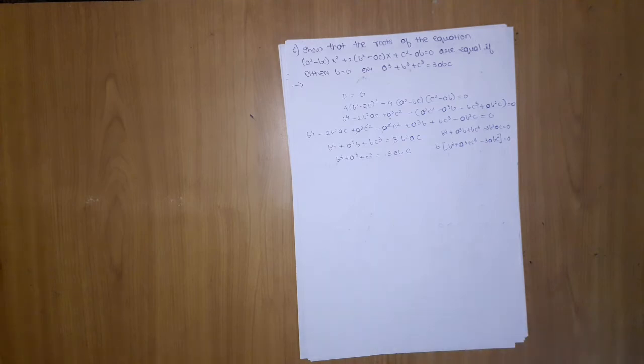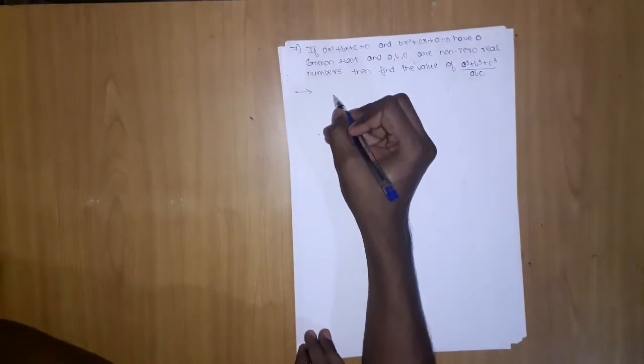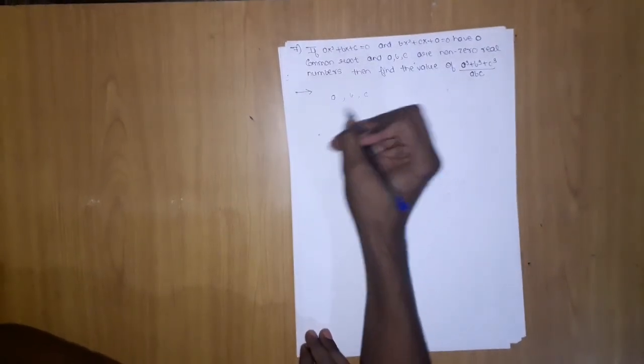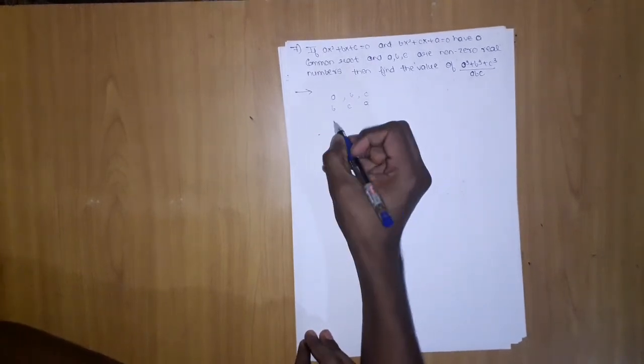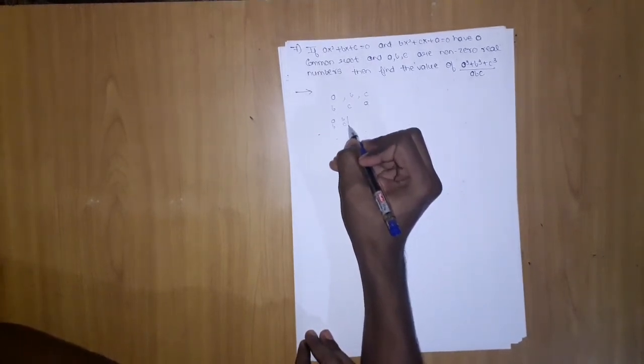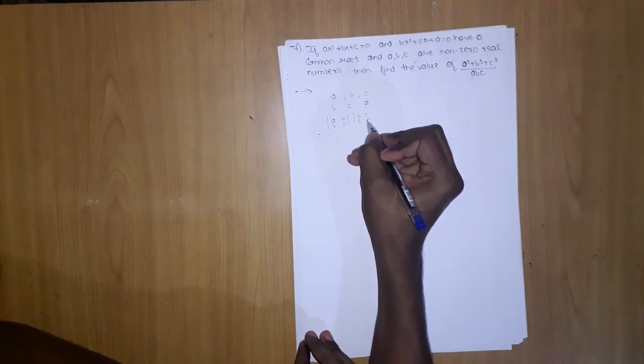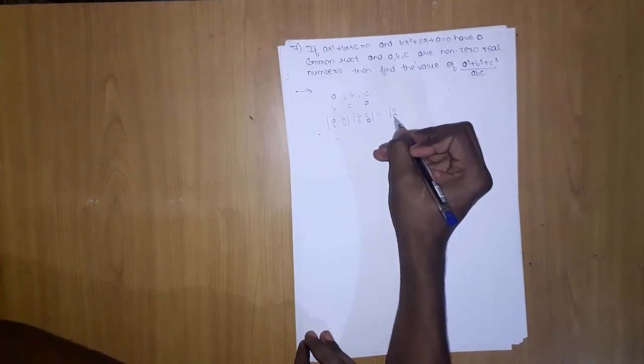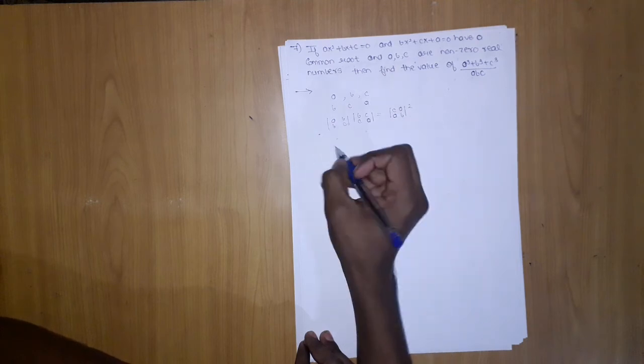Let's move on to the next question, which is question number 7. If ax square plus bx plus c equal to 0 and bx square plus cx plus a equal to 0 have a common root, and a, b, c are non-zero real numbers, then find the value of this. So what is the common root condition? We will apply the common root condition: the determinant of a, b, b, c times the determinant of b, c, c, a is equal to the determinant of c, a, b, the whole square. This is the common root condition.